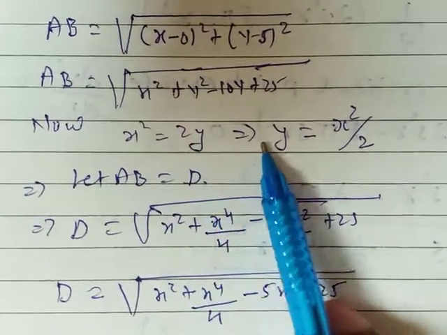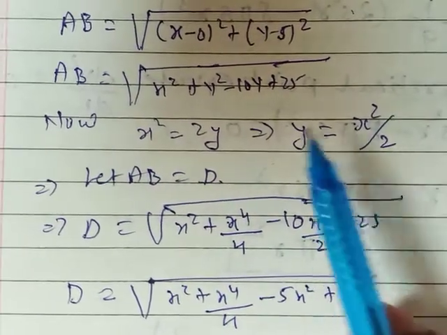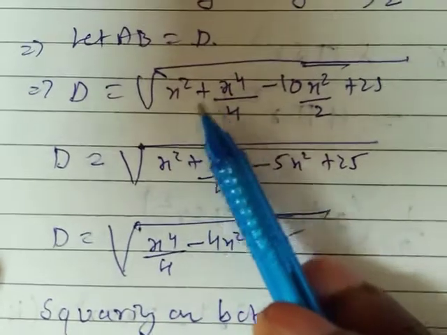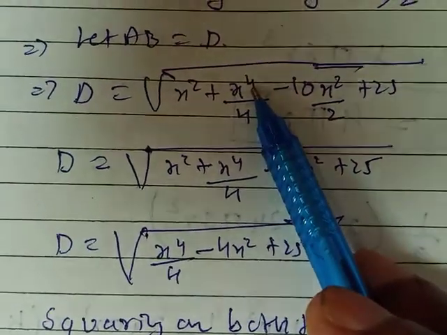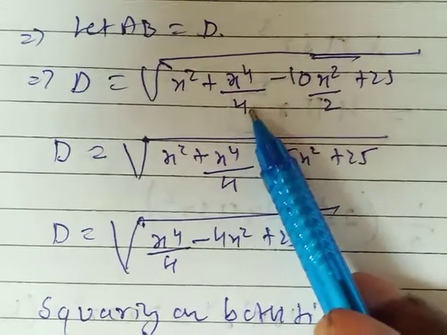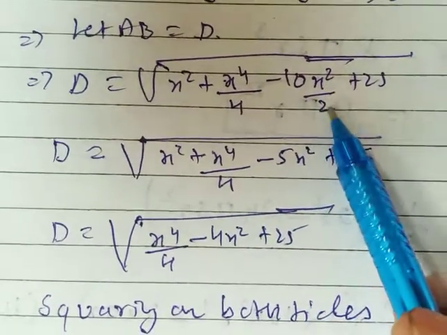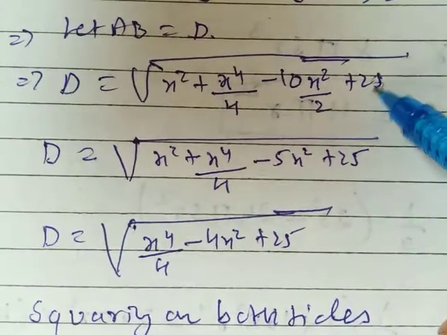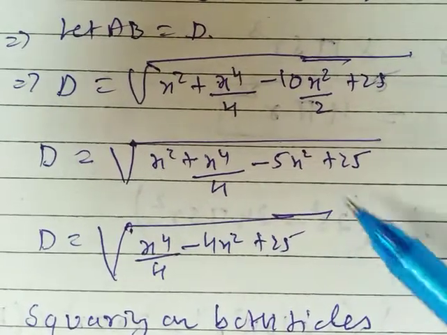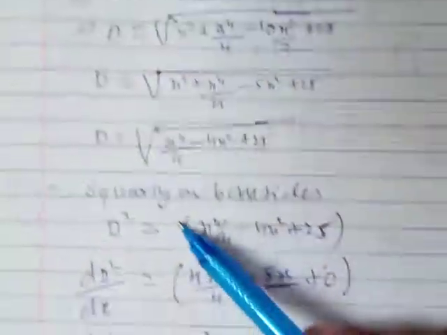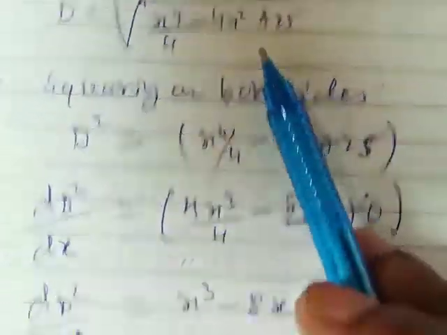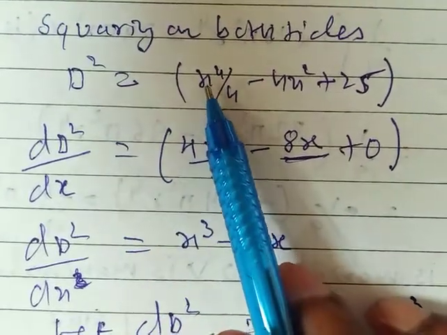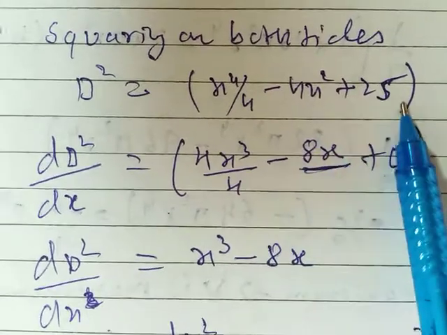So x square is equal to 2y, so y is equal to x square by 2. We can substitute in place of y. So d is equal to root of x square plus y square, that is x to the 4 upon 4, minus 10 times x square upon 2, plus 25. Is it 21? No, it is 25. If you simplify it, you will get this value. You have to remove the square, so squaring on both the sides you will get d square equals x to the 4 upon 4 minus 4x square plus 25.